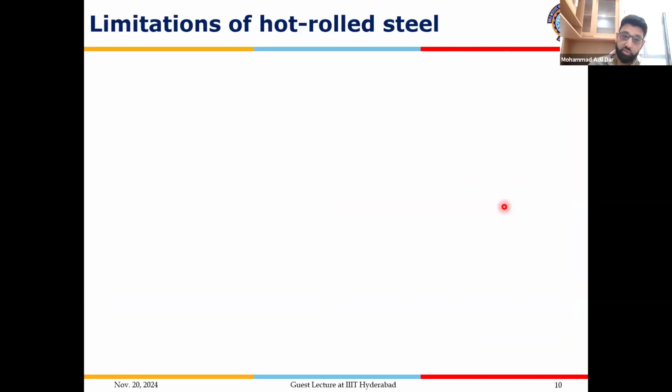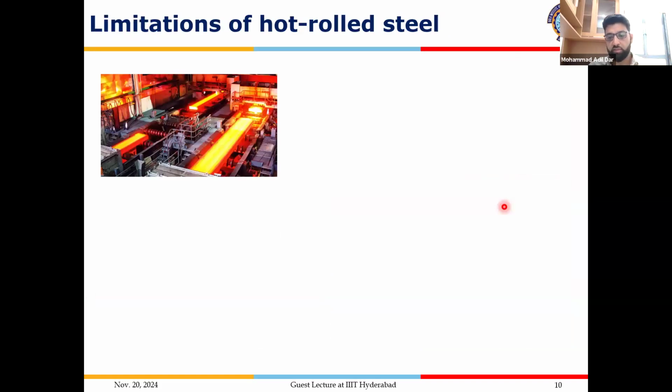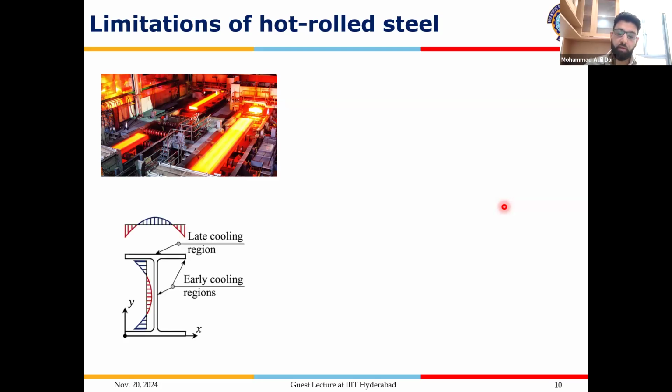Now, what are the limitations of hot rolled steel? First and foremost is the large embodied energy. As I mentioned, we need to heat it to 1800 degrees Celsius. So a lot of energy is involved in this. And given the sustainability considerations, this is a downfall when it comes to comparing different materials.